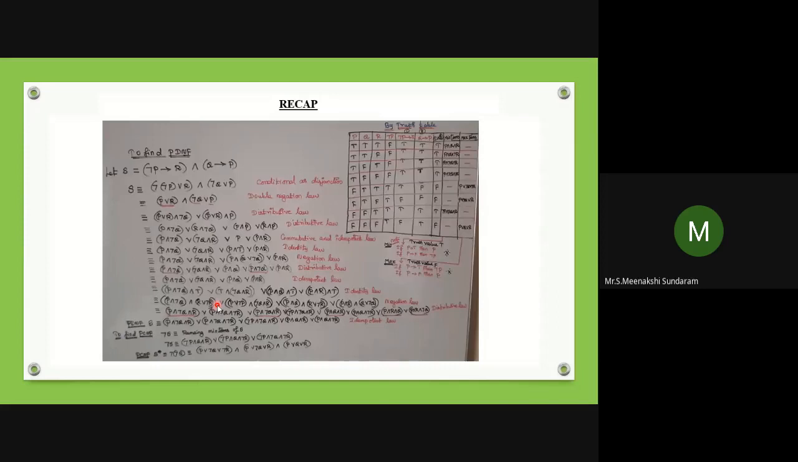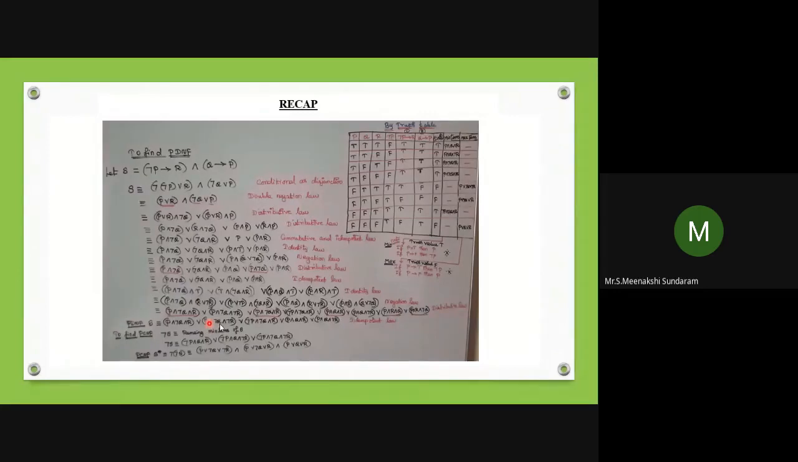Here P is missing. Here Q is missing, and here R is missing. Use the negation law formula, then apply the distributive law. Then a repeated term should be written only once. Finally I got 5 terms. So this is your PDNF.